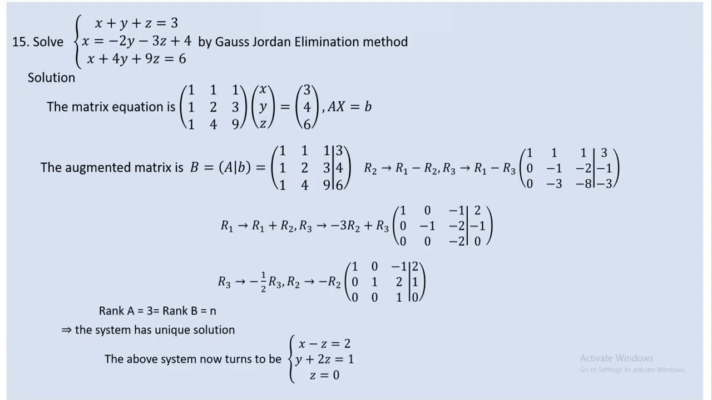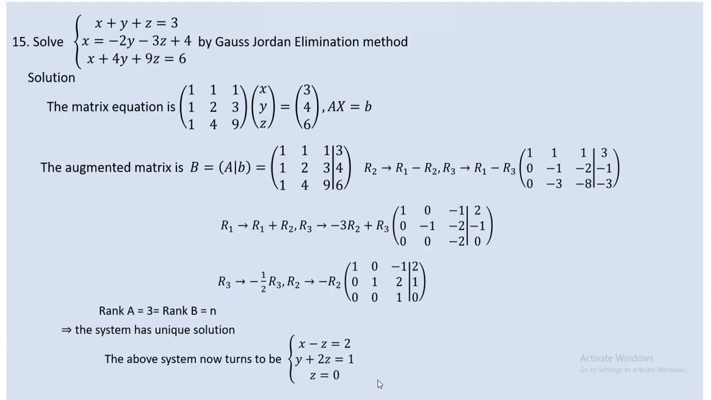So the above system now turns out like this. Look, students, the system we obtained here is directly changed to this one. This is X, this is Y, this is Z, and these are the constants. So X plus Y times 0 is 0, so we don't have Y, and Z times negative 1 is negative Z, equals 2. X times 0 is 0, so we don't have X here. Y times 1 is Y, plus 2 times Z is 2Z, equals 1. X times 0 is 0, Y times 0 is 0, Z times 1 is Z, equals 0.